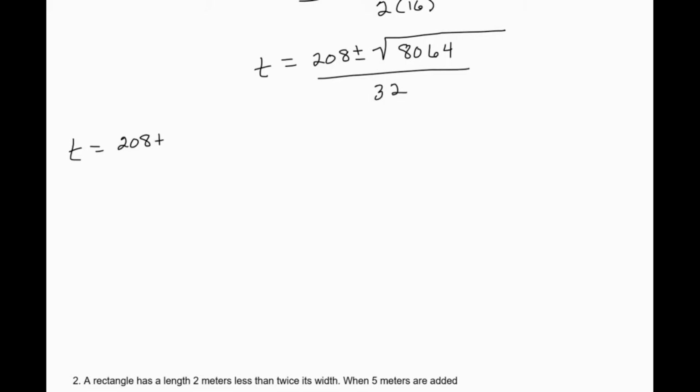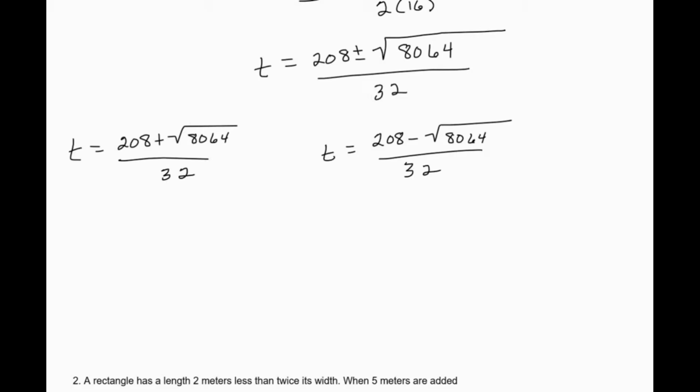So 208 plus the square root of 8,064, and then 208 minus the square root of 8,064, right? And then divided by 32. For this first answer, I'm going to get t to be approximately 9.3 seconds. And over here, t is approximately 3.7 seconds.